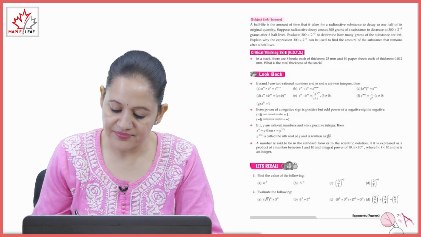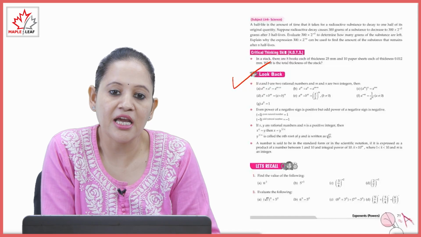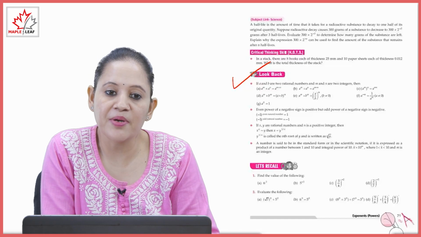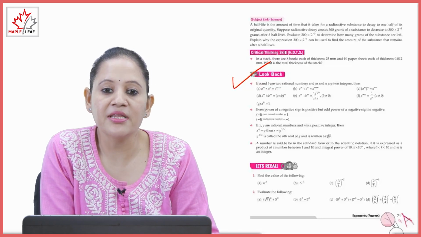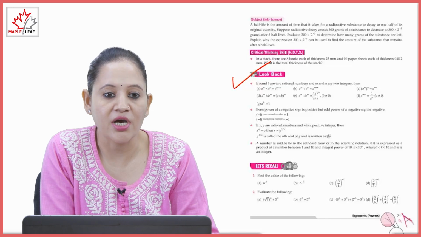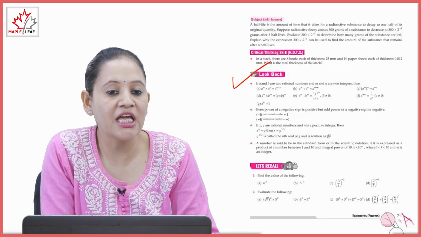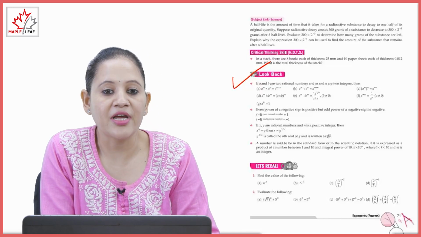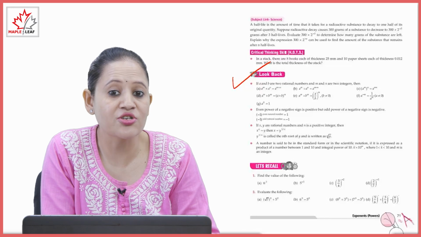Next, look back. If a and b are two rational numbers, and m and n are two integers, then a to the power m into a to the power n is equal to a to the power m plus n. A to the power m divided by a to the power n is equal to a to the power m minus n. A to the power m whole power n is equal to a to the power m into n. A to the power m multiplied by b to the power m is equal to a into b whole to the power m. A to the power m divided by b to the power m is equal to a upon b whole to the power m. Here b is not equal to 0.